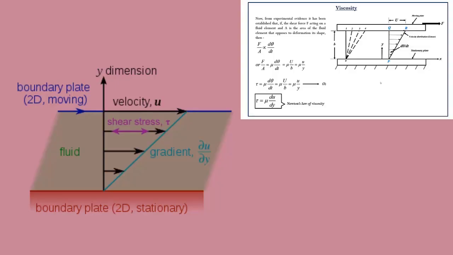As you can see from the velocity triangle PQR, if any tangent is drawn at any point on the line PR, then the tangent represents du by dy. And for a linear type of velocity distribution, as du by dy remains the same, mu also remains constant in case of a Newtonian fluid.